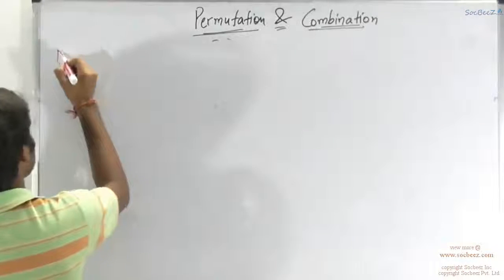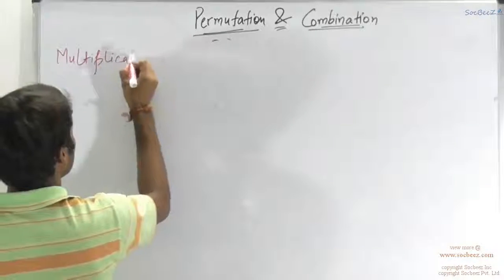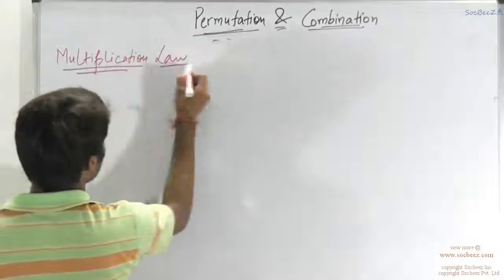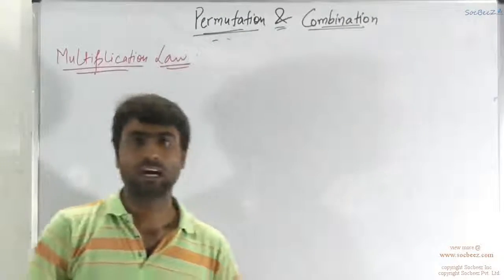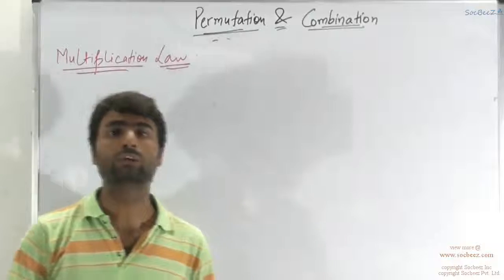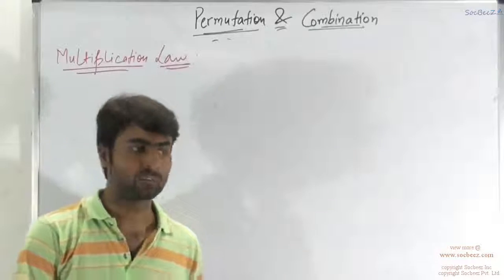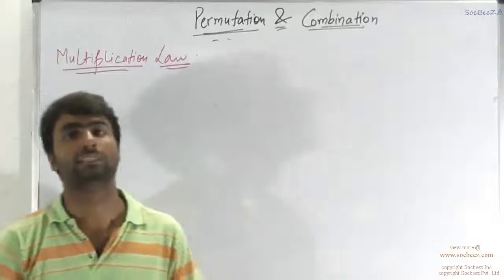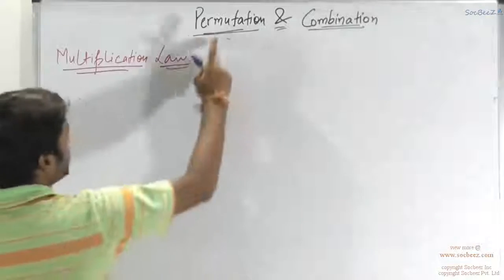So the second law is the multiplication law. It says that if you have a task A, let us suppose, and you can do it in m ways, and there is another task, say B, which you can do in n ways. So what does the multiplication law say? If you have to do A as well as B, then you have m into n ways in which you can do it. I will tell you what exactly it means by showing you an example.